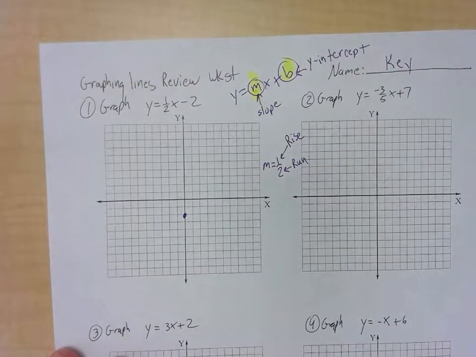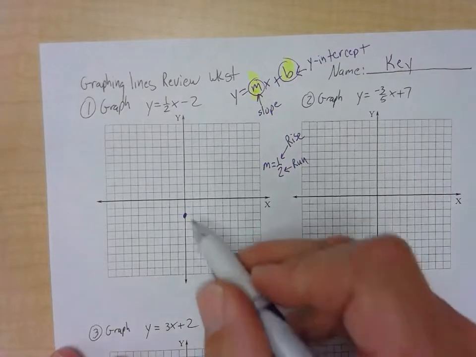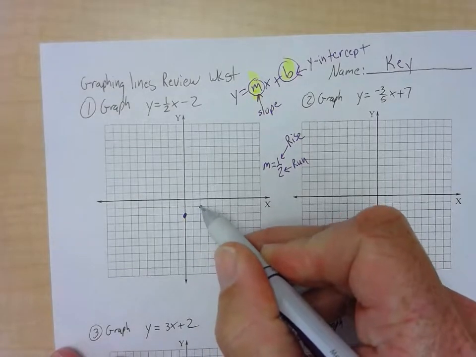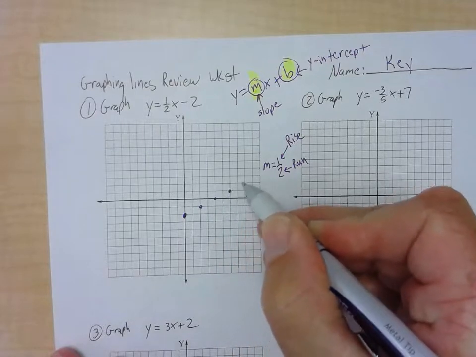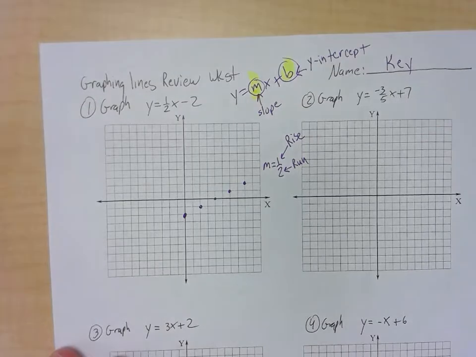So we can do a little Bruno Mars and go up 1 over 2, up 1 over 2. I said up 1 over 2, up 1 over 2. Isn't that fun? Lines are fun to graph.